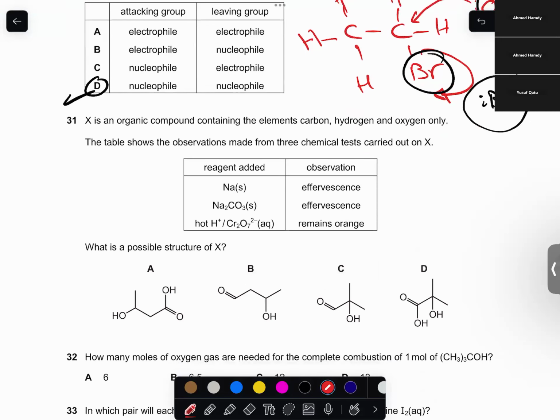X is an organic compound containing the elements carbon, hydrogen, and oxygen only. The table shows the observations made from 3 chemical tests carried out on X. It doesn't contain nitrogen. It reacts with sodium, so it could be an alcohol or a carboxylic acid. We add sodium carbonate and see effervescence, so it contains a carboxylic acid.